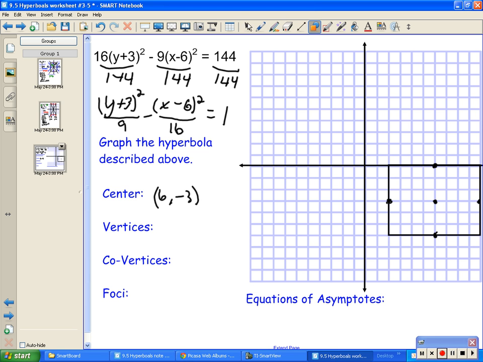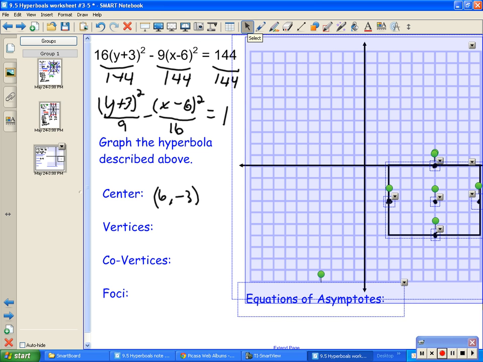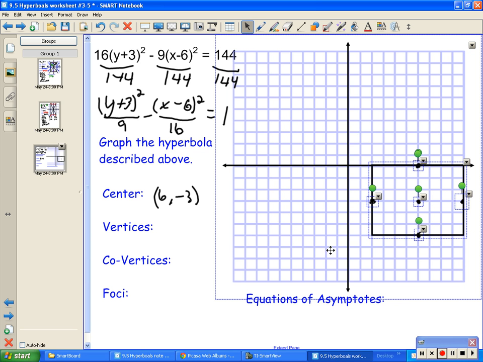Alright, I'm going to see if I can move all this stuff over. Whoops, not that one. There we go, we can see it a little bit better that way.